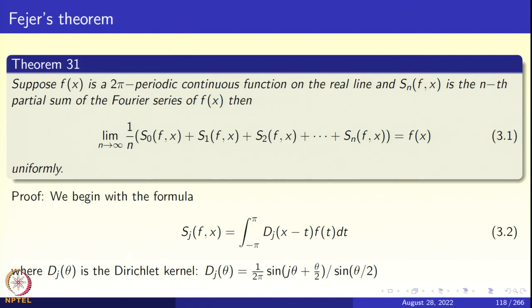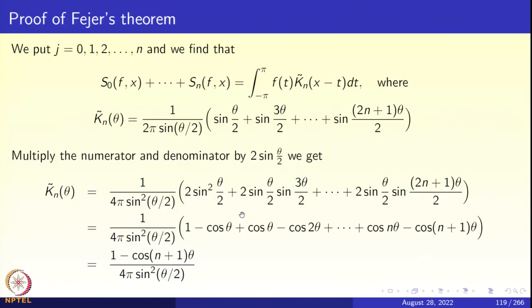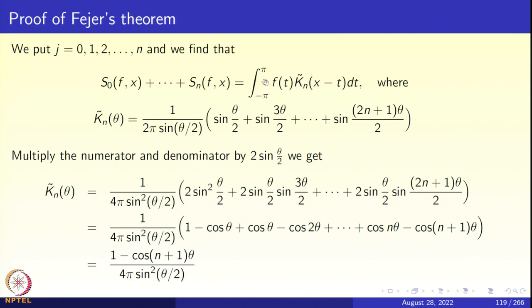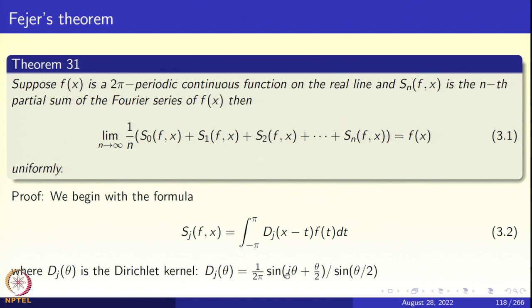So now what we do is we take this expression for Sj and calculate the averages. Put j equal to 0, 1, 2 up to n, add them up and divide by n, and we see what we get. Let's try. S0 of f of x plus and so on plus Sn of f of x will be the integral from minus pi to pi. All the terms have f of t, remember. So the f of t will remain separate, f of t dt, times the other things clubbed as Kn tilde of (x minus t). But what is this Kn tilde? 1 upon 2 pi. In the Dirichlet kernel, there is a sine theta by 2 in all the terms. And then in the numerator, I'll be putting j equal to 0, 1, 2, 3, etc.